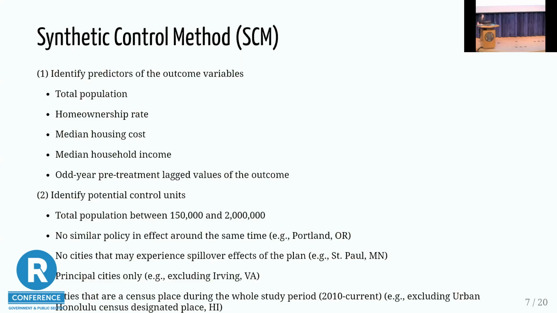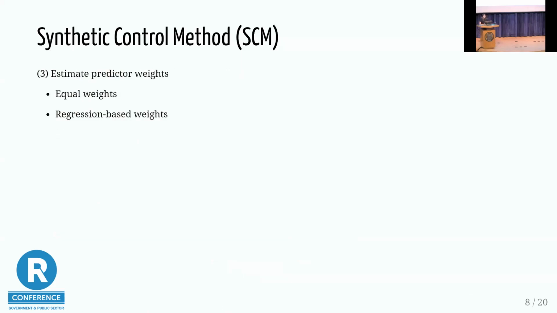And then the other two, working with census data, is that they have to be a census place so that we can pull the data. And the cities have to be one of the main cities. It can't just be something random. Yeah. And then once we have the predictors and the donor cities, we can calculate the predictor weights. So these are the weights.